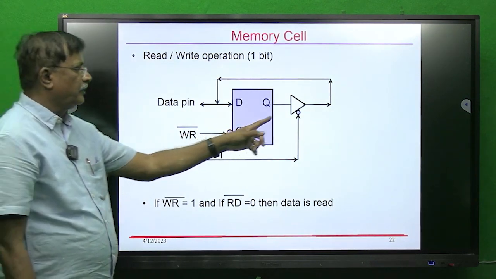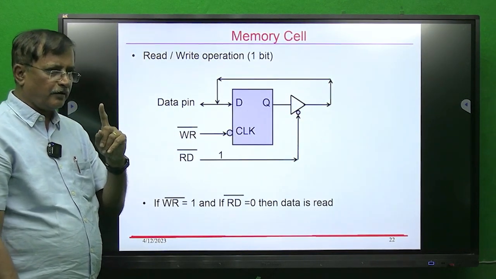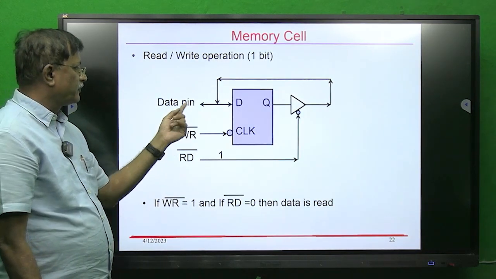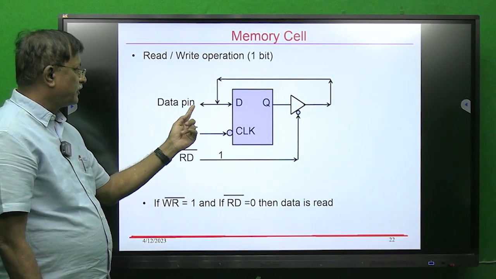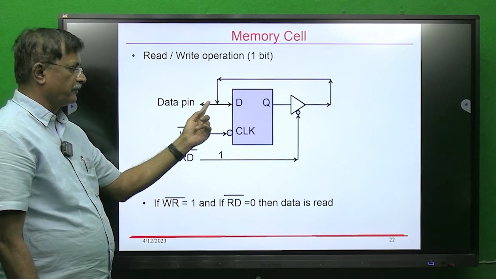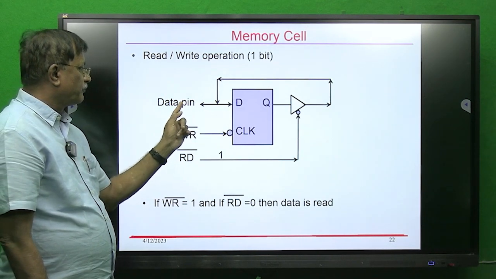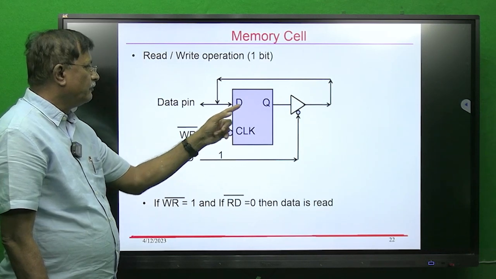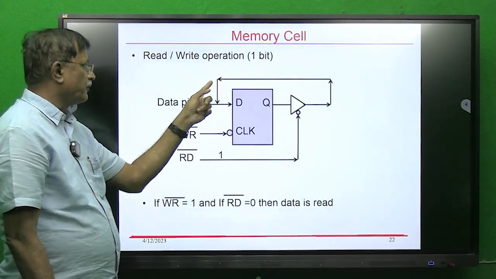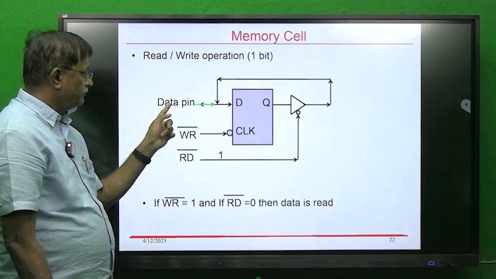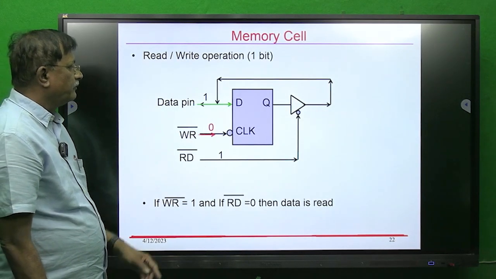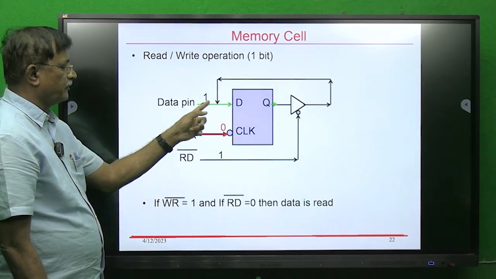Now there is only one data line to the processor. So the processor has a data pin which is bidirectional. Means the processor can give data to memory. So the processor can send data into memory. The processor can read data from memory. So since it is both direction, it is called a bidirectional pin.